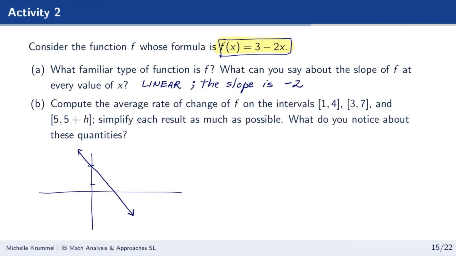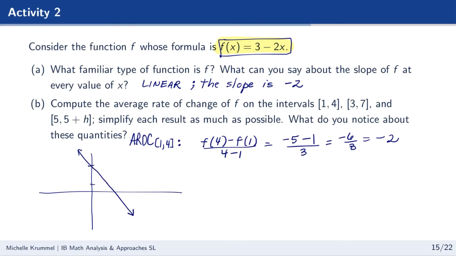If you're not convinced, we can try it. This is our average rate of change formula. On the interval from 1 to 4, we can write it like this. Average rate of change on the interval from 1 to 4 would be f of 4 minus f of 1 over 4 minus 1. So you would compute f of 4. 3 minus 2 times 4 is negative 5, minus f of 1, 3 minus 2 times 1 is 1, over 4 minus 1. And sure enough, negative 6 over 3 is negative 2. The average rate of change is going to be negative 2 on any interval for a linear function. So we're just going to get negative 2 each time.